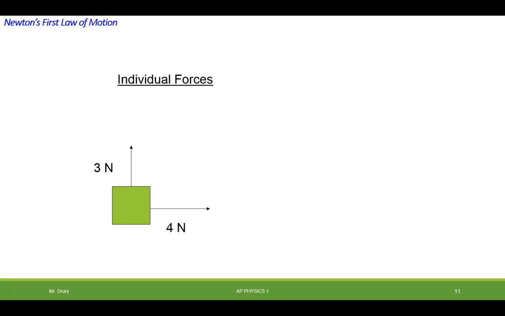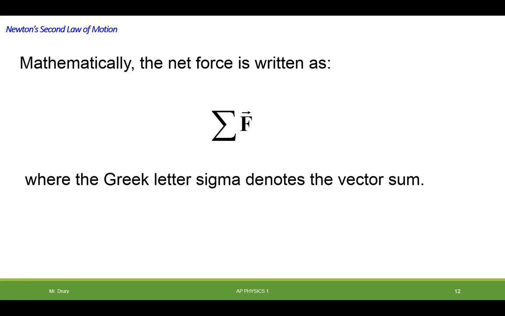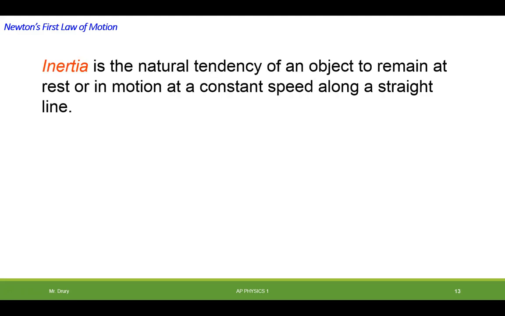So once again, the forces can be in two different directions, and this can be summarized by taking the vector sum of the two, using Pythagorean theorem and the inverse tangent. So mathematically, the net force is written as the sum of the forces, where the Greek letter sigma denotes the vector sum. So this symbol here is called a sigma, and it means sum. Okay.